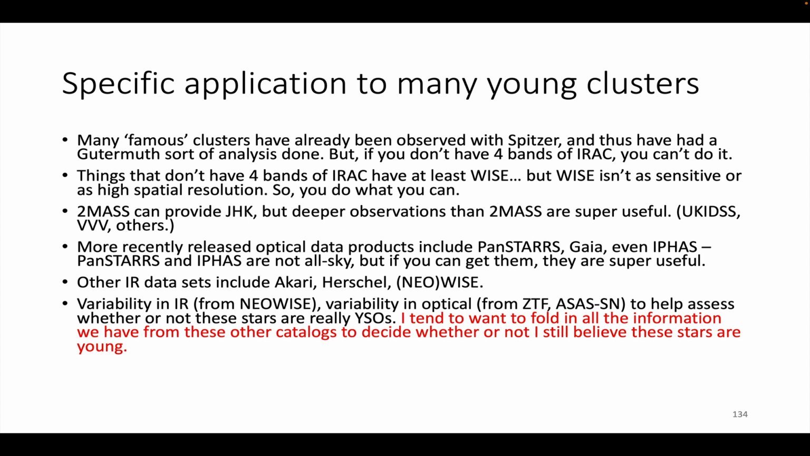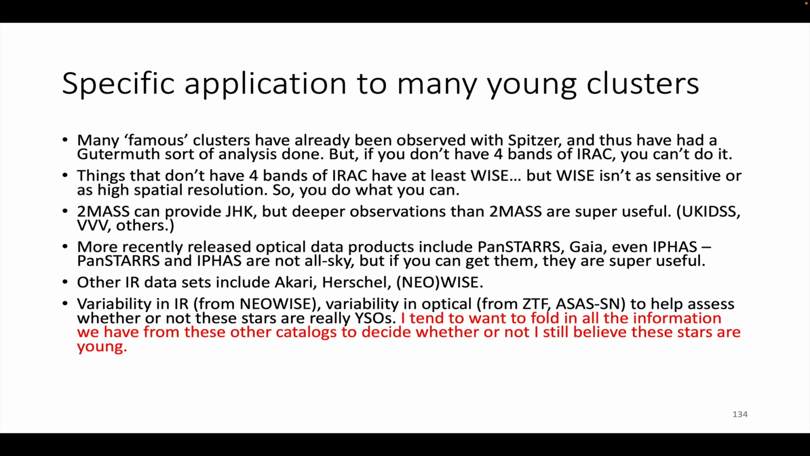Pan-STARRS and IPHAS are not all sky. IPHAS is just the galactic plane, and Pan-STARRS is pretty much just the northern hemisphere. But if you can get them, they are super helpful. The other infrared datasets that you could use include Akari, Herschel, and NEOWISE. NEOWISE is just the shortest two bands from WISE, but it also has time variability.